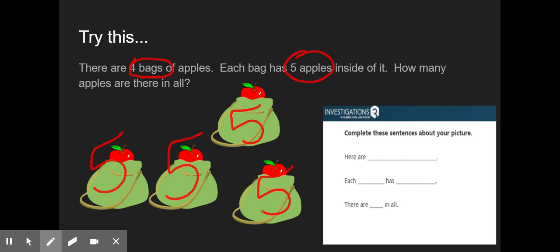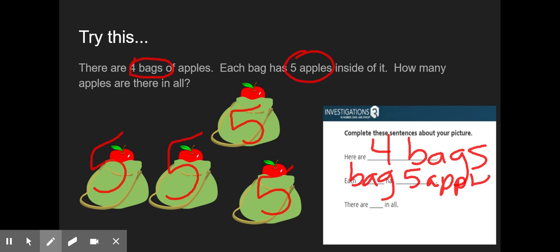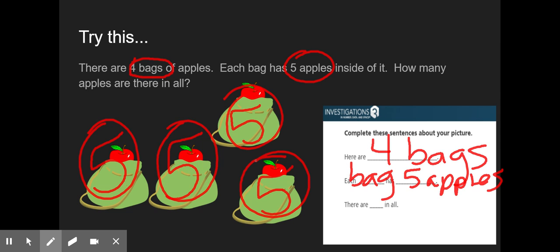Let's see if we can fill in our sentences about our picture. Here are how many bags? 4 bags. We're going to fill in our sentence. Here are 4 bags. Each bag has 5 apples. There are how many apples in all? Well, we could count by 5s. Let's skip count by 5s. 5, 10, 15, 20. So I have 20 apples in all. And I like to write the word apples there with it, so that the sentence says there are 20 apples in all. Just so I know that there's not 20 bags, there's 20 apples.